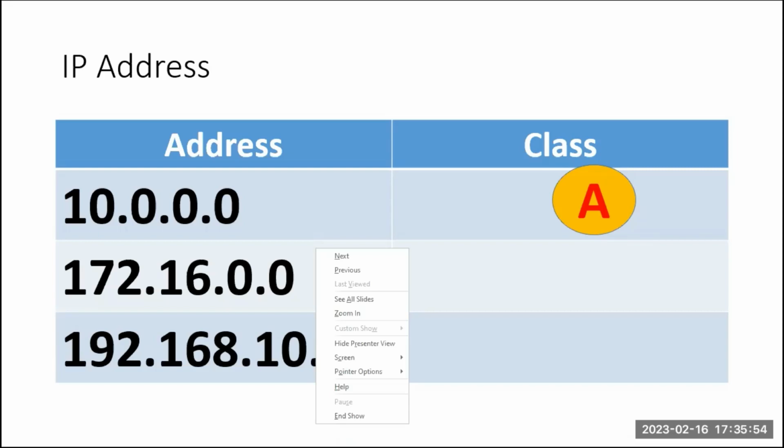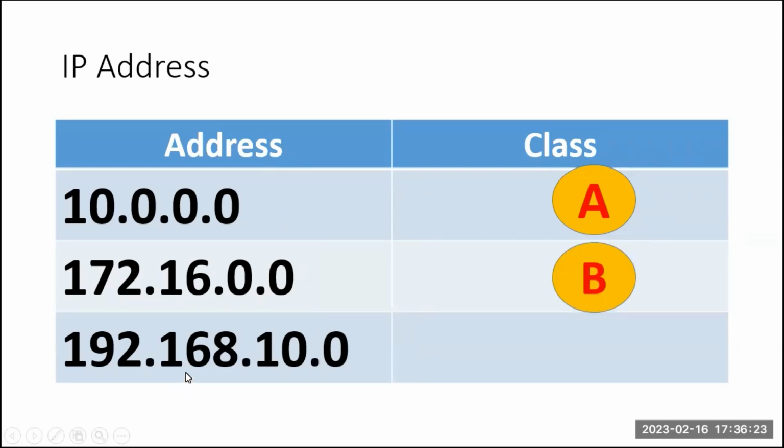Anybody would like to assist? 128 to 191. Right. So once it's a number between 128 and 191, they say that it's a class B. So it's a class B IP address. So this that we have on the screen here, the second one is a class B. And the third one.